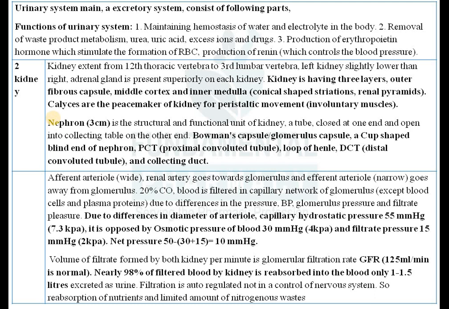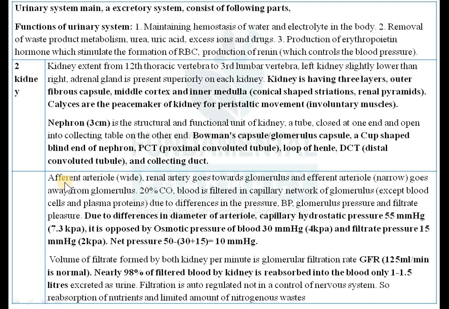Now, what is the structural and functional unit of the kidney? That is nothing but the nephron. A nephron is about 3 cm in size. It is just like a tube, closed at one end and open at the other end. The closed end, which is a little bit folded, is known as Bowman's capsule, a cup-shaped blind end of the nephron. After that there is the proximal convoluted tubule, then the loop of Henle, that is the descending and ascending limbs of the loop of Henle, then the distal convoluted tubule, and last is the collecting duct. These are the parts of your nephron.